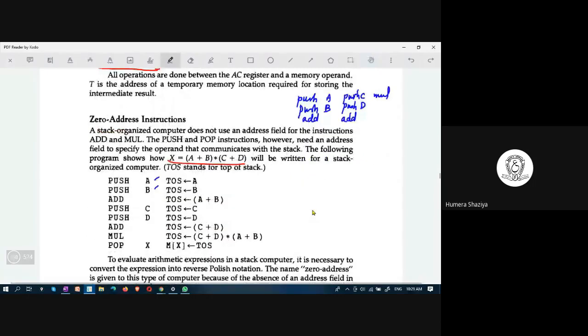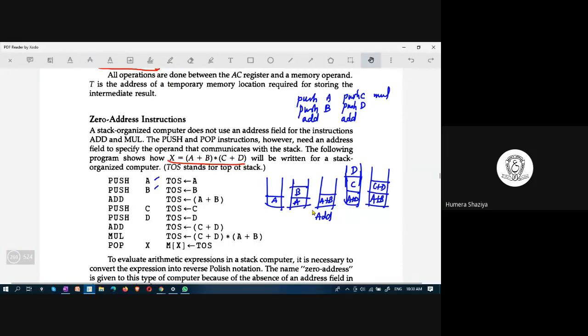Add means now what happened? Whatever value these two variables have, those are added and pushed back again into the stack. Then push C and D. Now our stack will have first A, then A, B. When it encounters add, it pops A and B, performs addition and stores the result A plus B. Next push C, so on top of this it pushes C. Here you have A plus B, here you have C. When it encounters D, it pushes D also, and then add. Add means it should pop the last two elements which are C and D. A plus B is already there. Now C plus D, it adds and then pushes the result back into the stack.